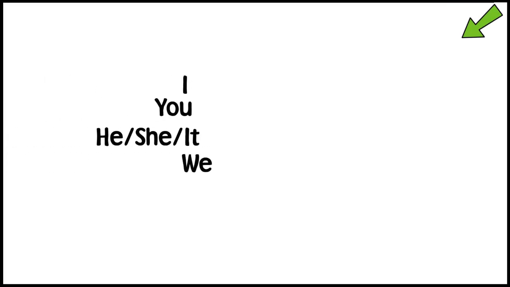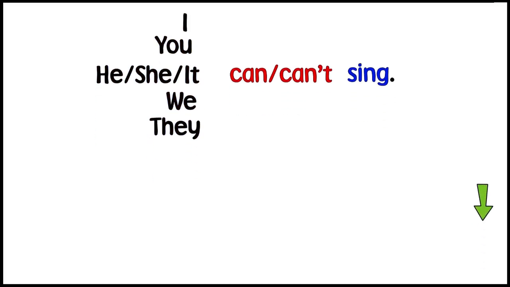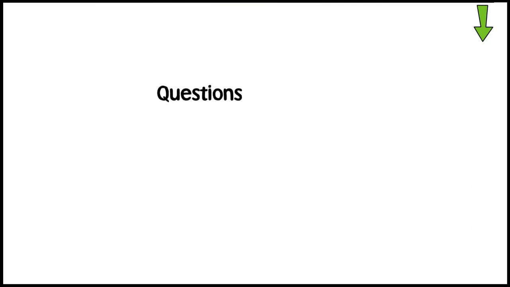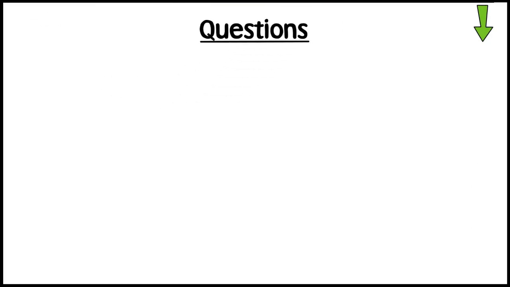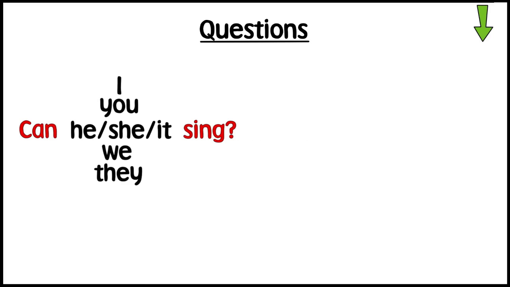We form sentences with can and can't like this. We use a verb after can and can't. It is the same for all subjects. We make questions with can like this. We usually answer yes/no questions with short answers.